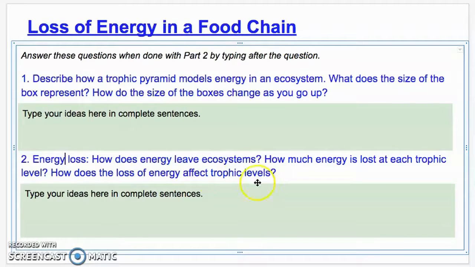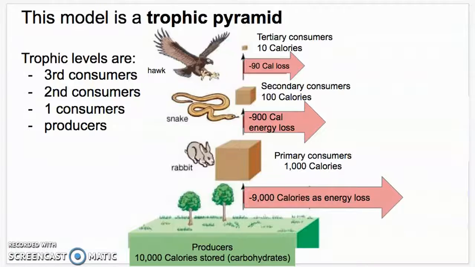Remember how we talked about how the energy leaves the ecosystem because of all of this wasted energy as heat that's going out each level. 90% of the energy is lost as heat or metabolic waste at each level.